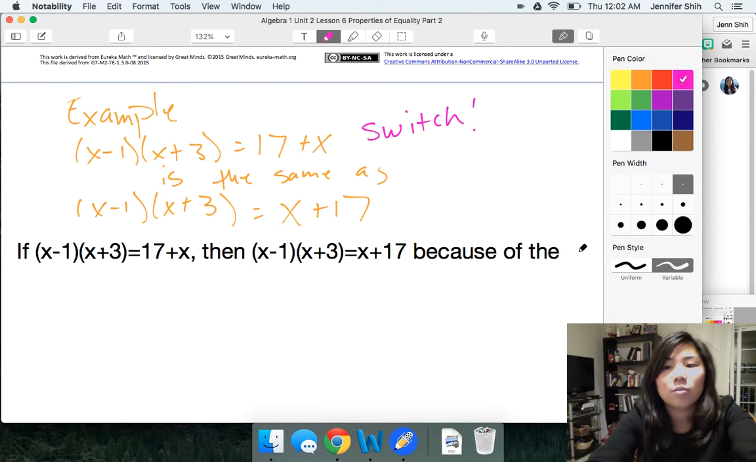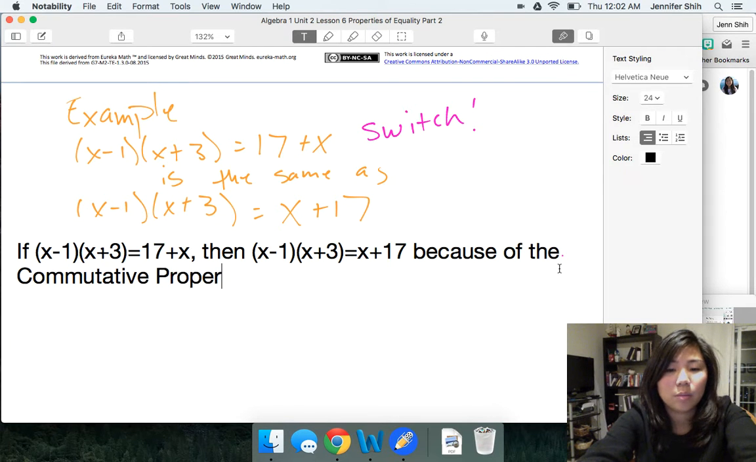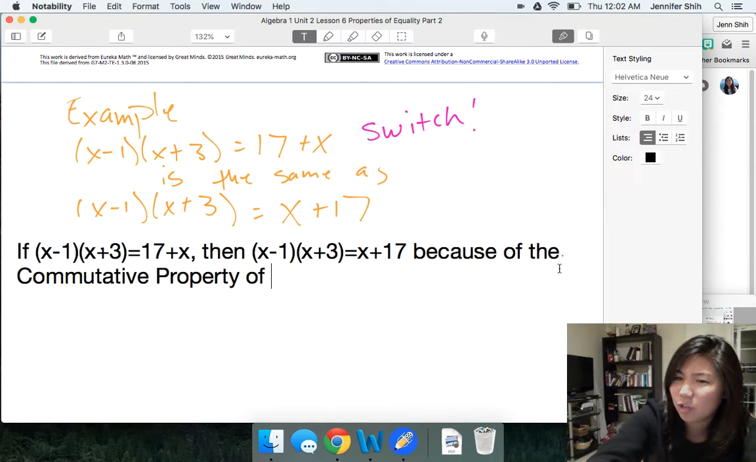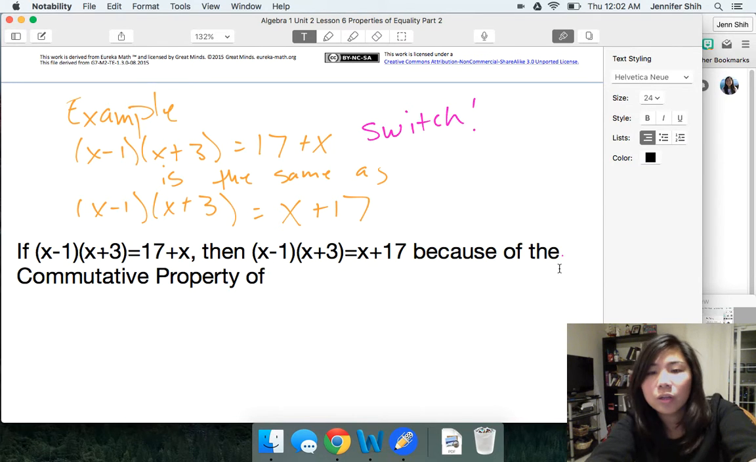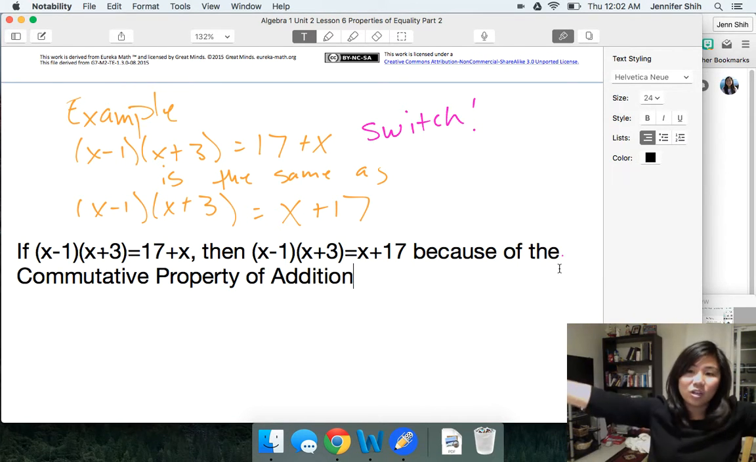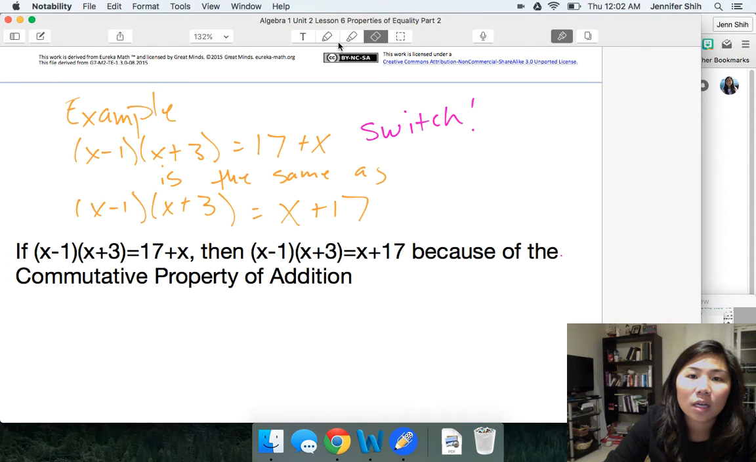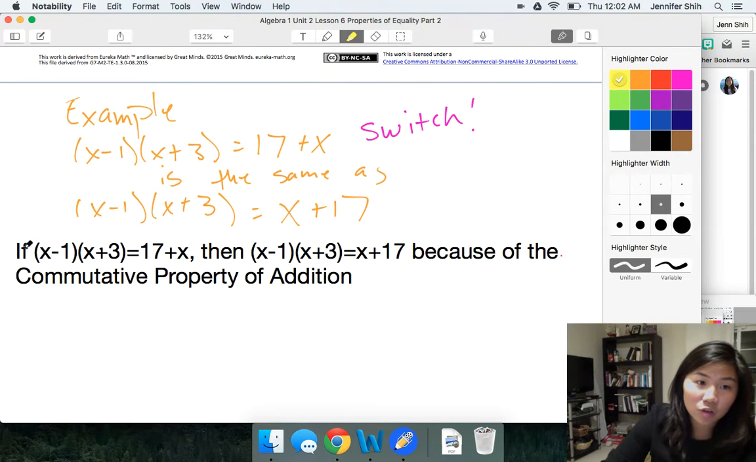They switched, so that means we're going to use the commutative property of, and did they switch terms or did they switch factors? Well, they're added. So we use the commutative property of addition. So this is my if part of my statement. So this all goes in your notebook under teacher example. If, and then. This is your logic coming in.